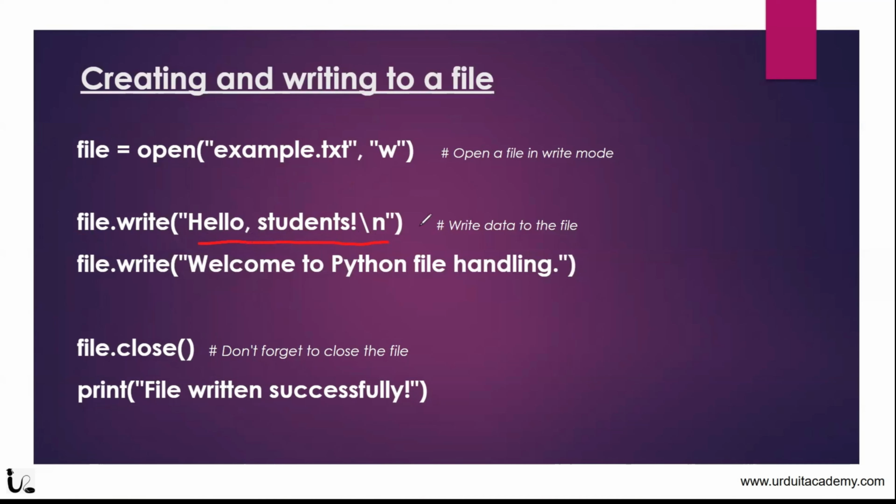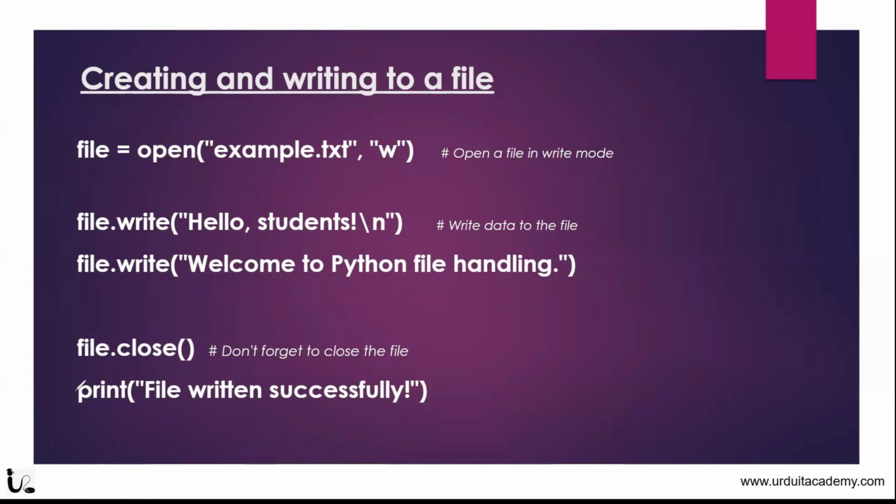First I'm adding one line, hello students, and in the next line I'm again writing file.write, welcome to Python file handling. So I have opened the file example.txt. Now remember, if in my computer there is any file named example, whatever the contents are will be erased, and these two new lines will be added: hello students and welcome to Python file handling. If there is no file with the name example, then a new file will be automatically created and these values will be added.